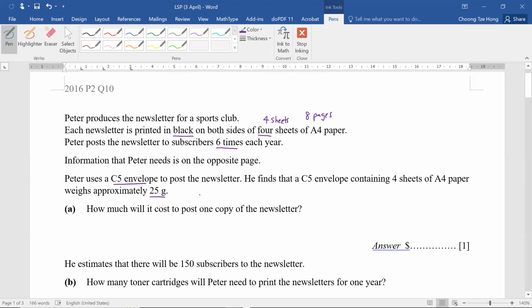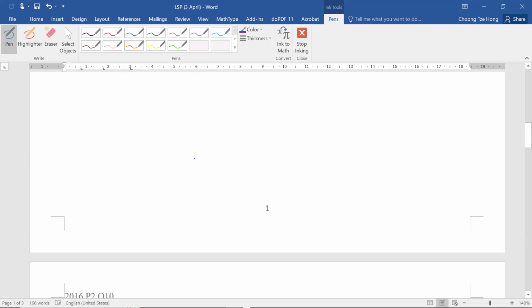Okay, so over here they are asking how much will it cost to post one copy of the newsletter. So one copy of the newsletter will be one newsletter plus one C5 envelope, and it weighs approximately 25 grams. Okay, so let's head over to the next page to see what kind of information is given to us and how we can use it to answer this first part of the question.